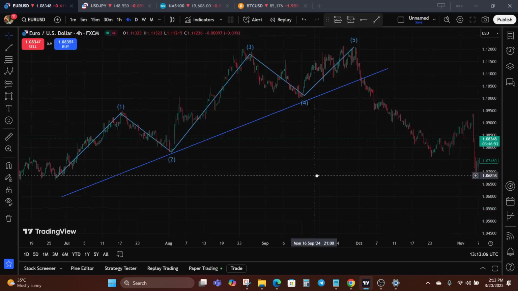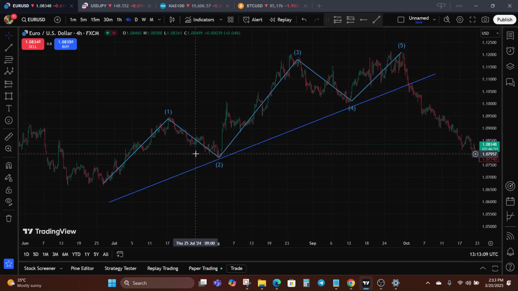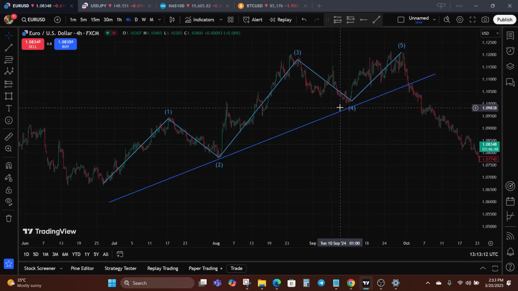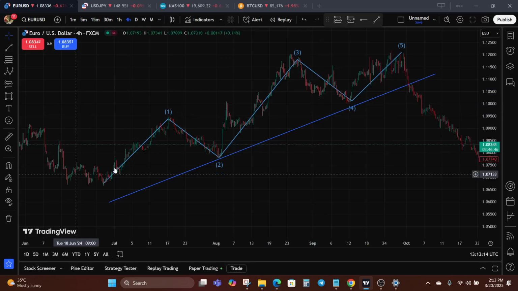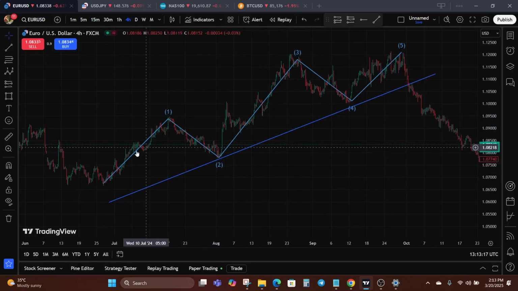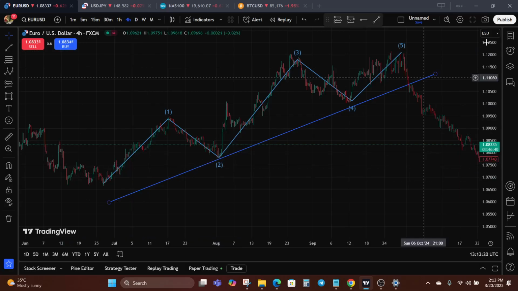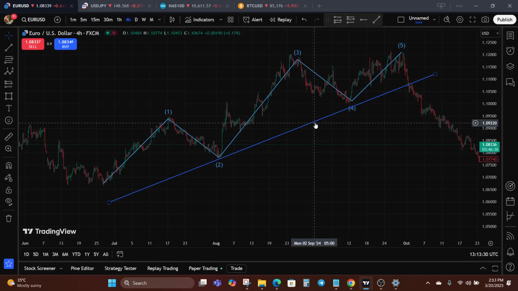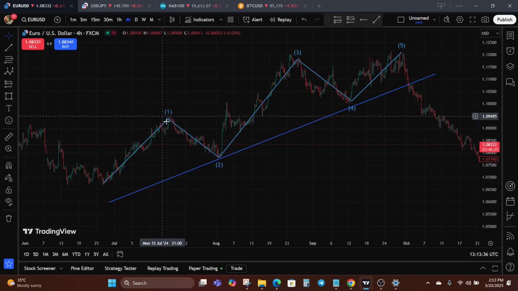Then we have the corrective waves. The corrective waves are waves 2 and 4. These waves go against the prevailing trend. As you can see, the prevailing trend here is a bullish trend, so waves 1, 3, and 5 are in the direction of the prevailing trend. They are the impulse waves, while the corrective waves are waves 2 and 4 that go against it. They are typically smaller and less aggressive, but they correct the market's movement before the next impulse wave kicks in. So this was an impulse wave and a corrective, an impulse and a corrective, and an impulse. By identifying these waves, you can predict the next market move with greater accuracy.